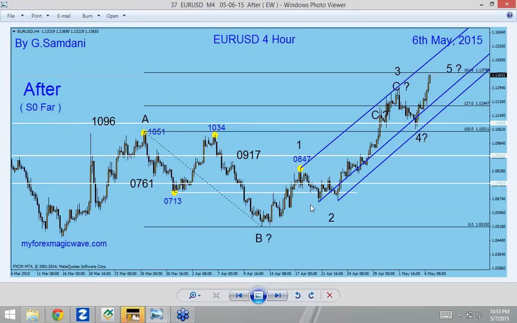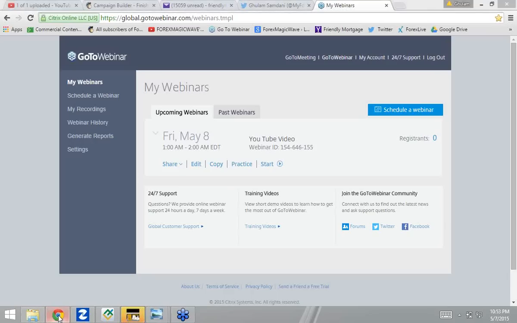So obviously, once this whole pattern is finished, and A, B, and C, and 5 waves of C are finished, then it's supposed to start going the other way. And for that, I needed either USD strength or Euro weakness. So I saw something which I tweeted immediately after that. Let me show you first my tweet which I did.